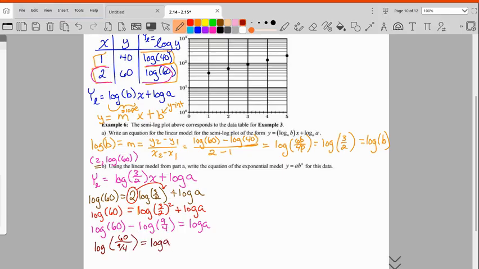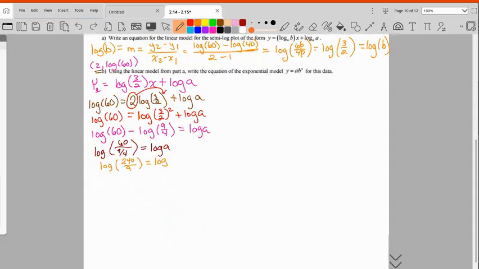And then let's just simplify that. If I multiply by the reciprocal, that gives me the log of 4 times 60, which is 240, over 9, still equal to my log of A. And then those are both divisible by 3, so that just gives us the log of 80 over 3 equals, that's my A, equals the log of A.